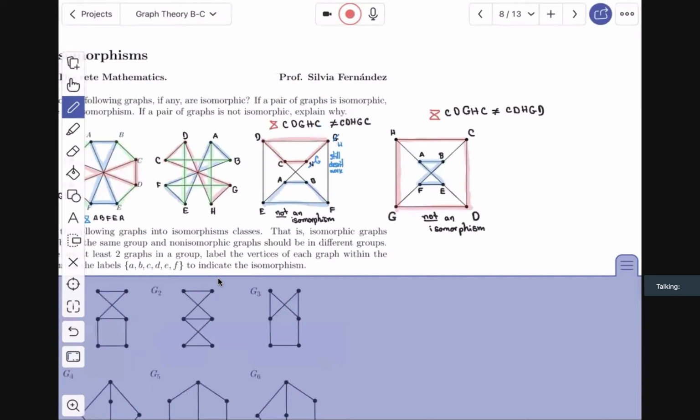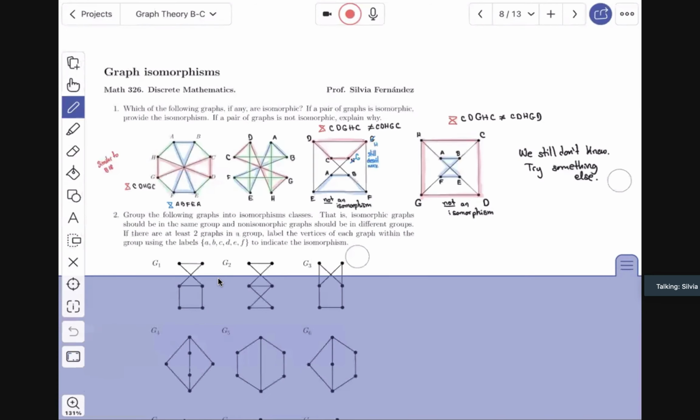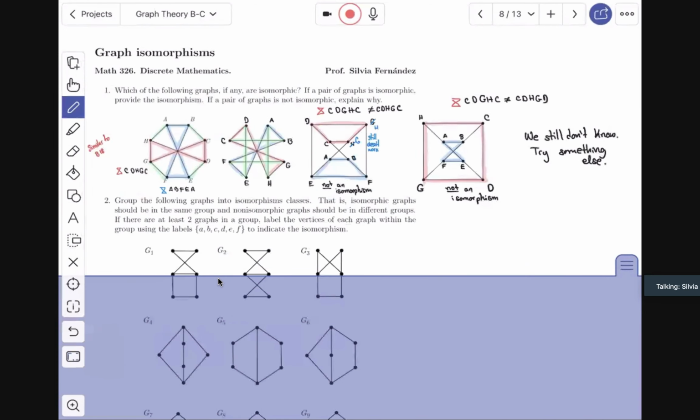So we need to try something else. Okay. And then we resolve the mystery. I'll give you some time to think about it. See if you can do something else. Maybe find some other symbols that you can use, or maybe play with the labeling. We resolve the issue next time.